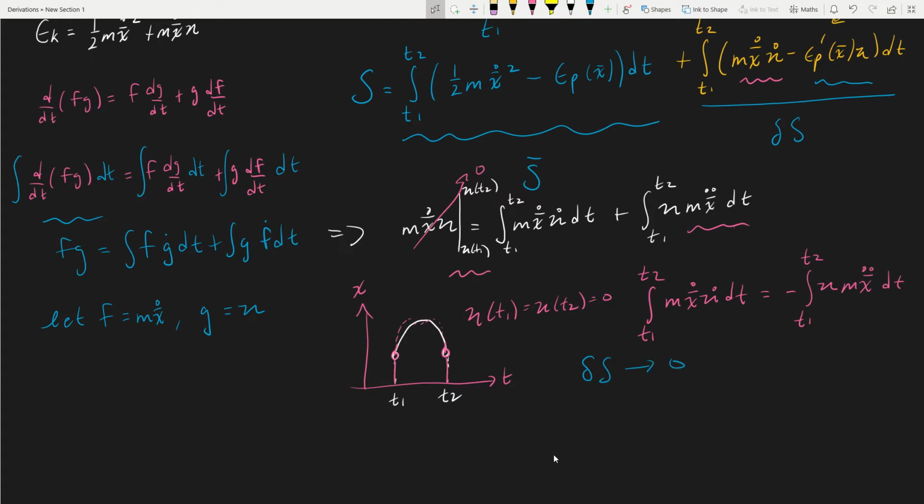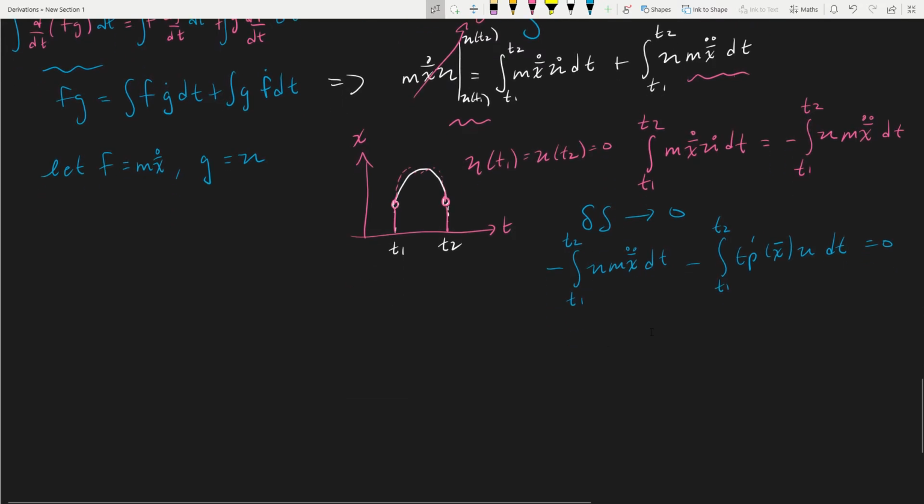So I'm going to have to try to argue, and if we take the integral of what we just defined, the integral from t1 to t2 of eta m x bar double dot dt, and then minus the integral from t1 to t2, and then just copying this one here, x bar, and then eta dt. We have to say that this equals 0. Okay, this is what we're trying to show, that this thing goes to 0.